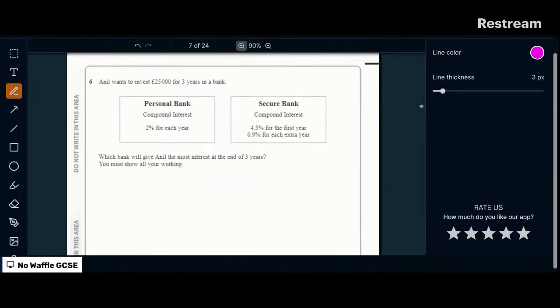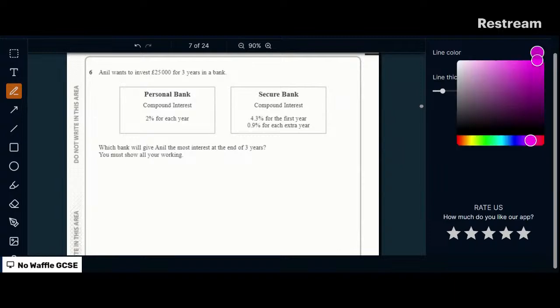Okay, let's now move on to the next question, which is about interest. So Anil wants to invest 25,000 for 3 years in a bank. You've got the personal bank with compound interest of 2% for each year, and then you've got the secure bank with compound interest 4.3% for the first year, and then 0.9% for each extra year. Which bank will give Anil the most interest at the end of the 3 years? You must show all of your working.